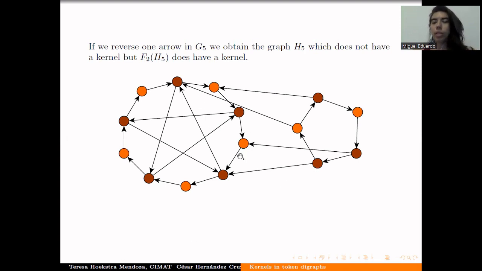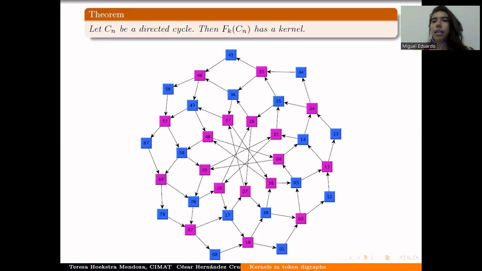So this is its token digraph. And as you can see, the orange vertices form a kernel for this digraph. And this is really nice. So our first nice and good result is the following: if we have a directed cycle, then its token digraph on any amount of tokens has a kernel.